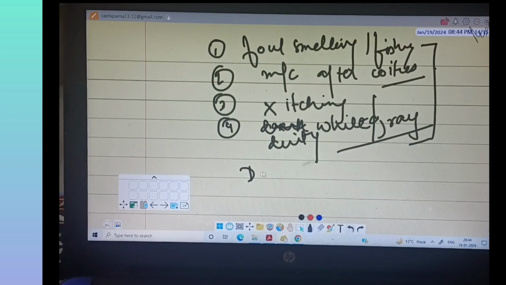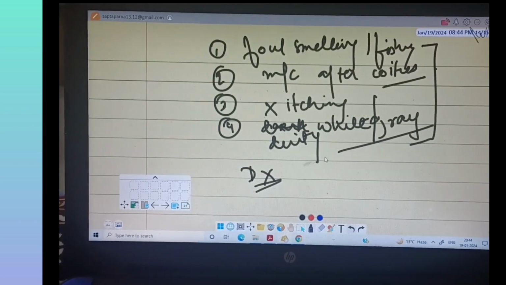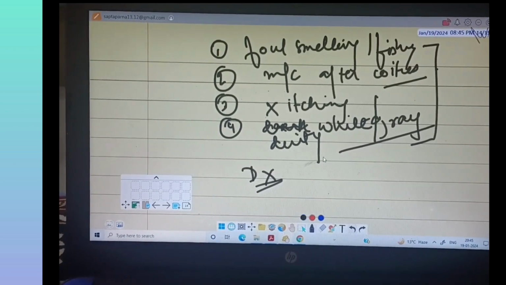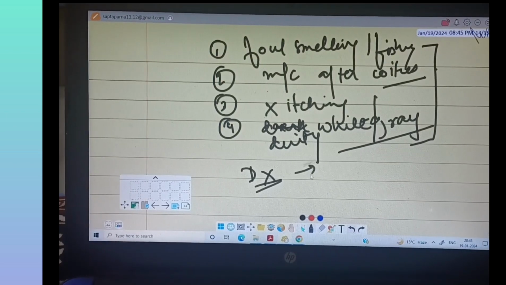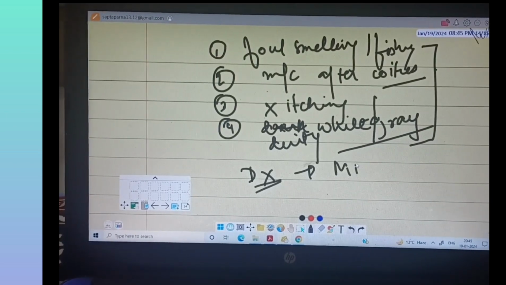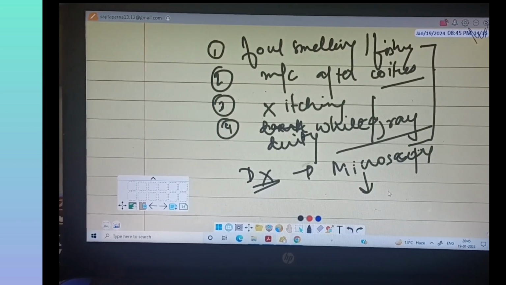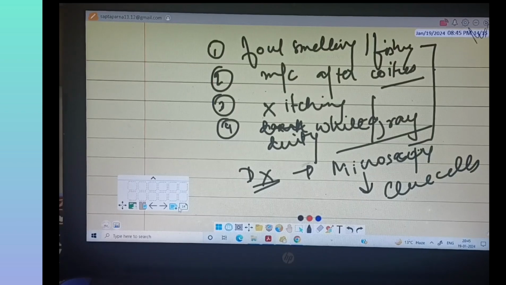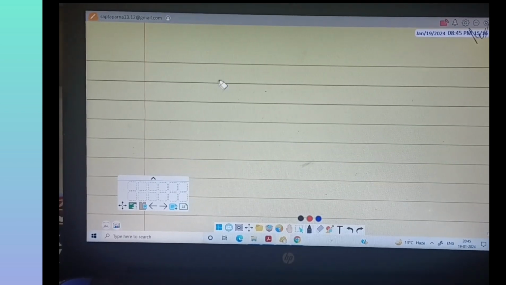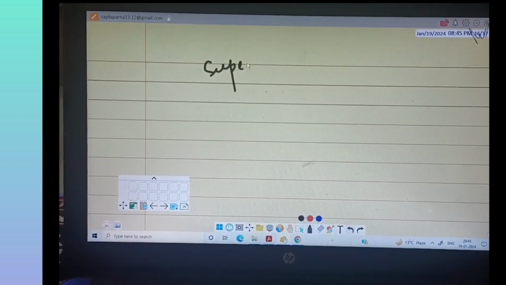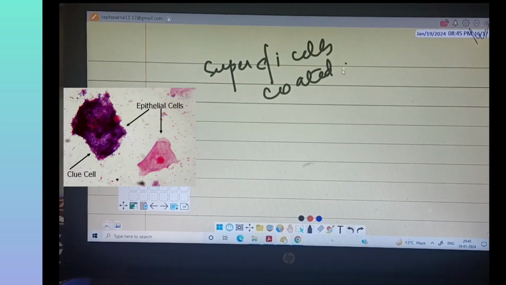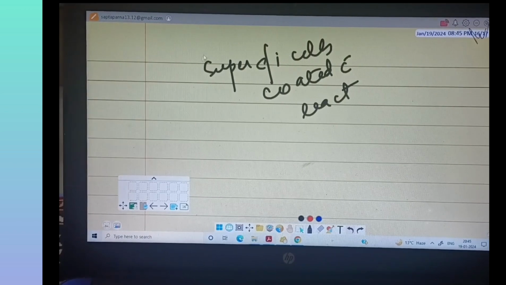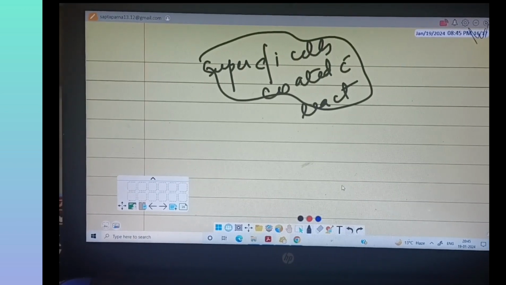Now, what is the diagnosis? What is the main investigation of choice? The main investigation of choice is microscopy, saline microscopy. Saline microscopy will show clue cells. What are clue cells? Clue cells are superficial epithelial cells coated with bacteria. This is what we call clue cells. So this is the diagnosis of choice.